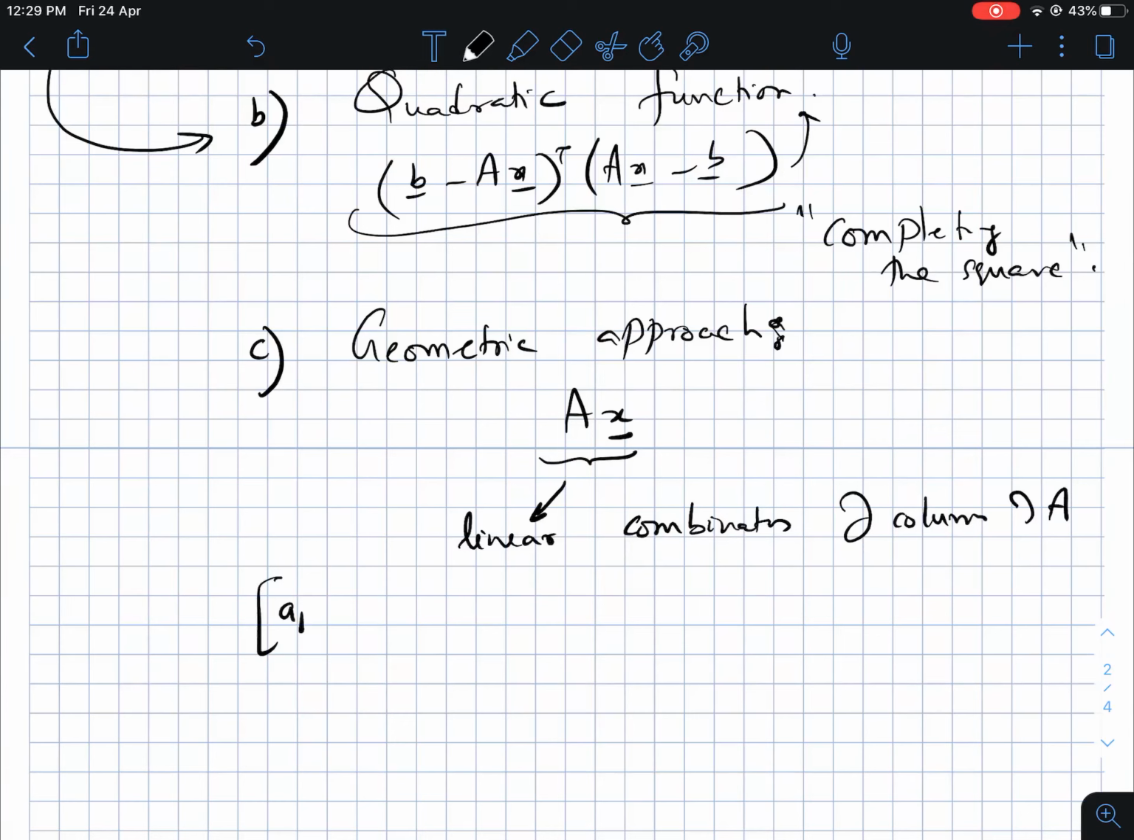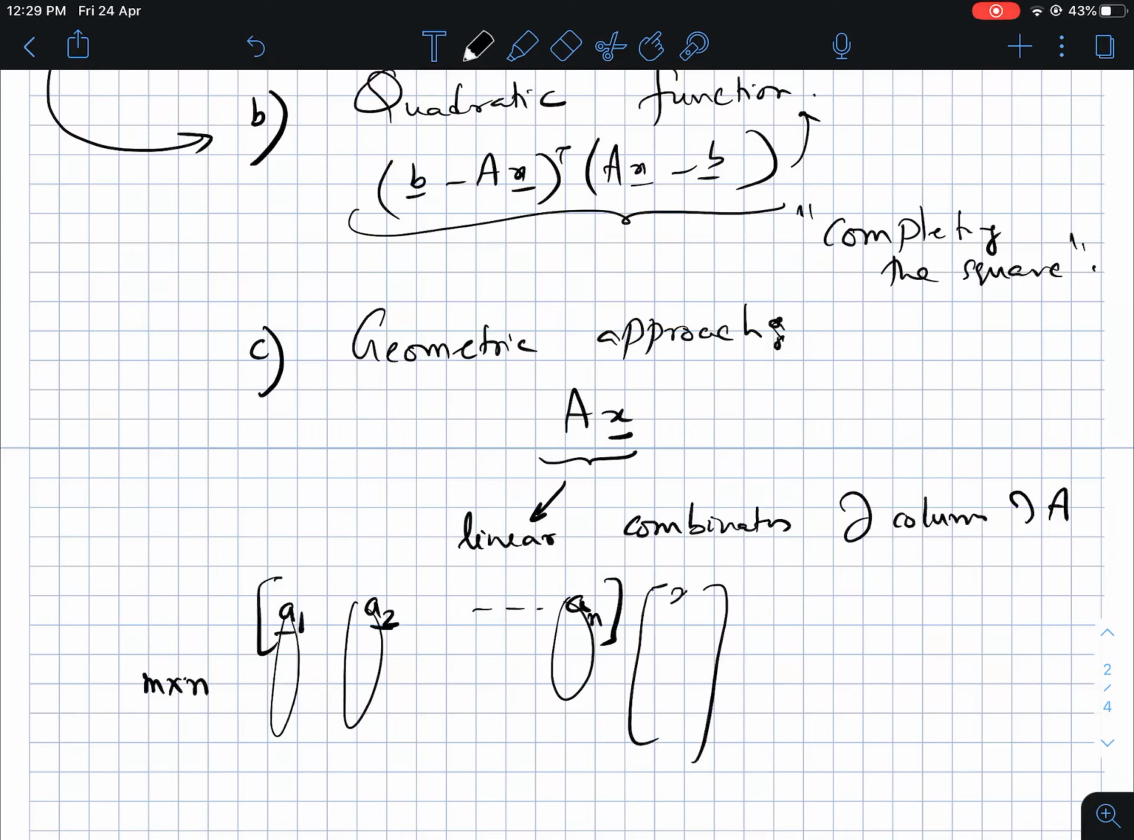For abuse of notation, let's call the columns of A as a1, a2 up to an. So A has n columns, and each of these columns has m coordinates. That's why you have an m cross n matrix. When you multiply it with x, that is x1, x2 up to xn, what you get is essentially x1 times a1 plus x2 times a2 plus up to xn times an.